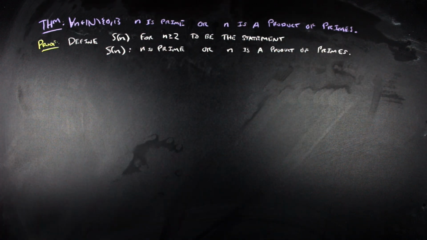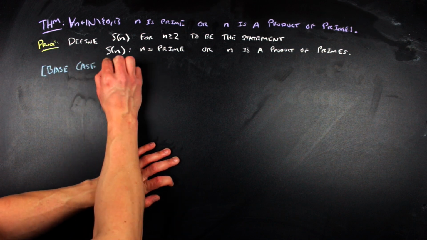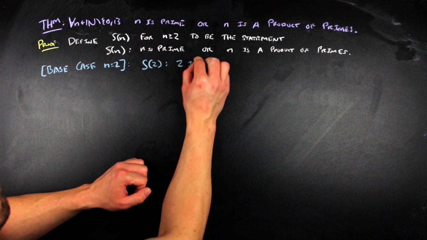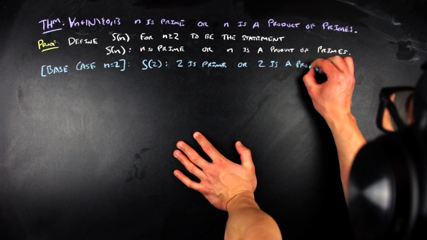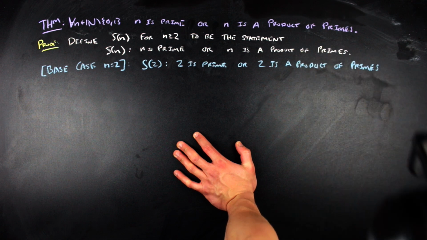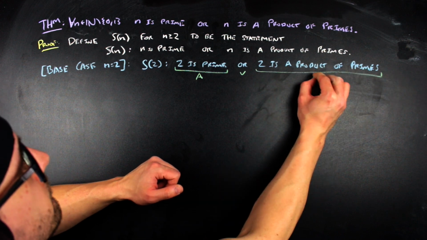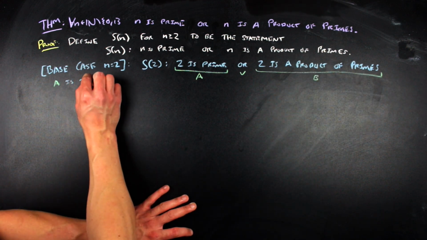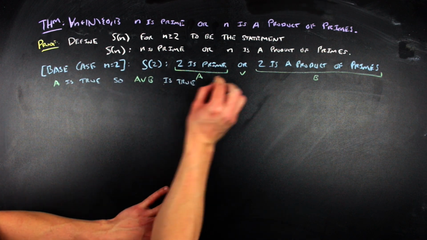Great. Now, the base case here is not for n equals 1 because we specifically require that n not be 0 or 1 in the statement of the theorem. So here the base case is going to be n is equal to 2. And well, '2 is a prime or 2 is a product of primes' can be thought of as A or B, and just '2 is a prime number' is a fact that we know is true already. So A is true, so A or B is true, so the base case holds.